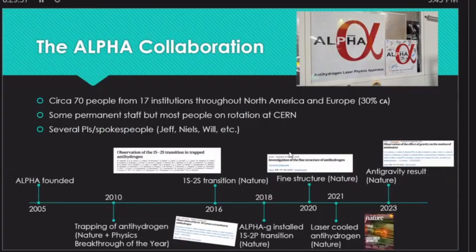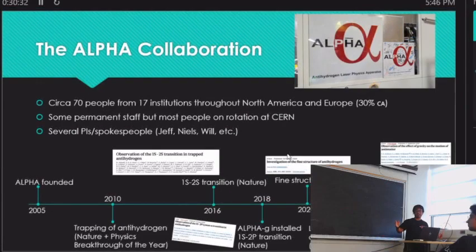When you have a big group like this, the leadership structure is quite complicated, where there are lots of PIs, coming from different institutions, and so they interact amongst themselves and try to make this experiment run. And so here's a brief timeline. Alpha was founded in 2005. It was essentially a continuation of the earlier Athena experiment. And in 2010, they trapped antihydrogen for the first time, which was the physics breakthrough of the year and a Nature paper. And since then, in 2016, 2018 and 2020, they measured several parts of the electronic structure of antihydrogen.